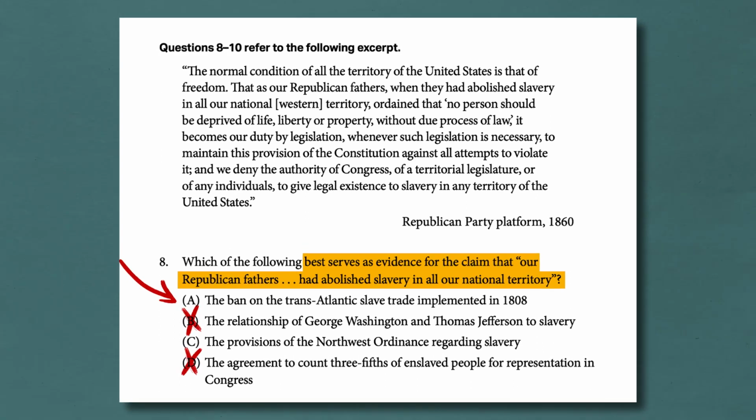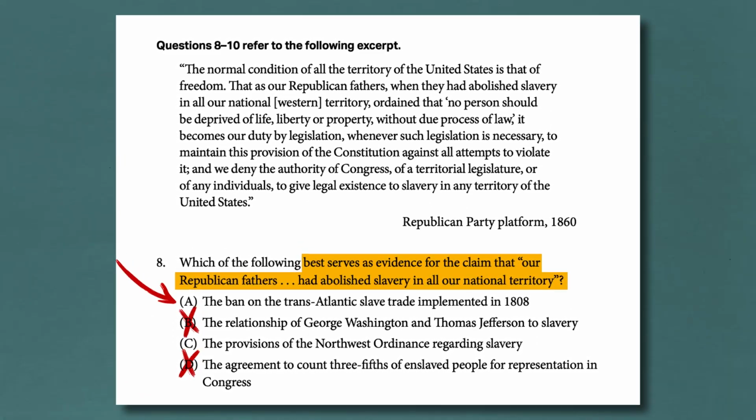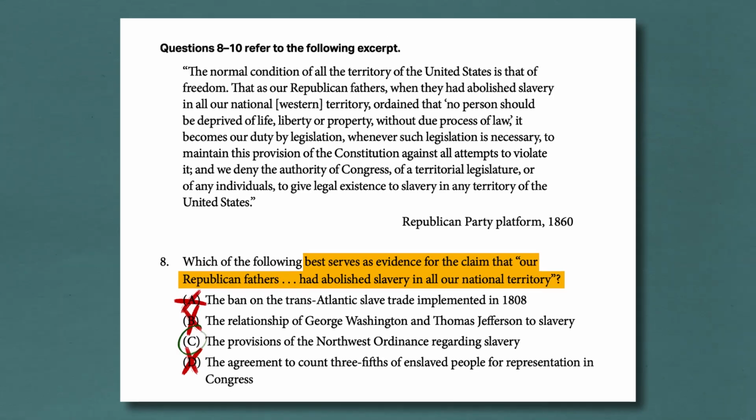distractor is going to be A. Now look how sneaky this is. Was the international slave trade banned in 1808? Yes. Yes, that is factually true, but did that ban slavery in the U.S. territories? No way. That is very much a distractor.